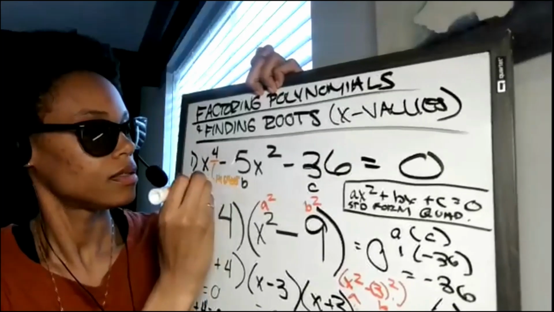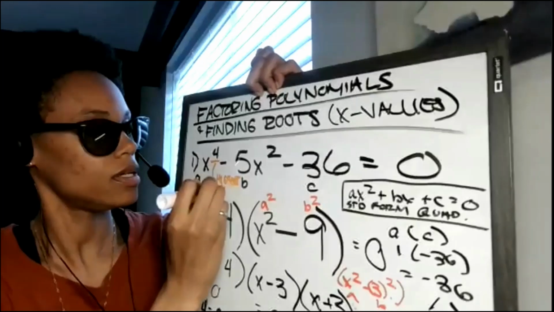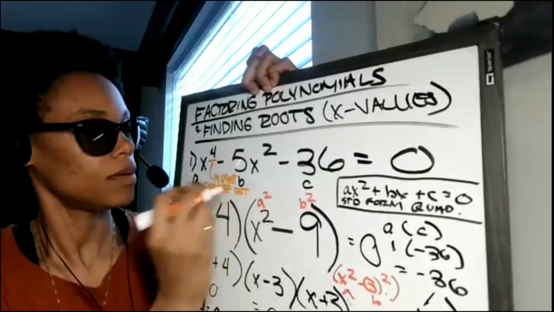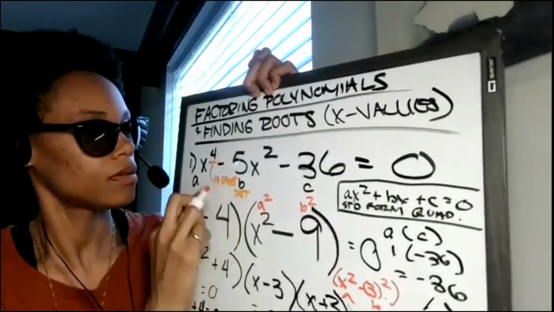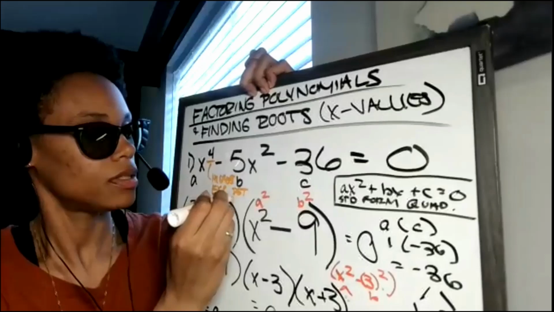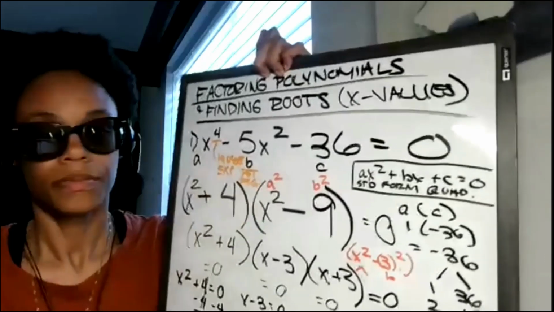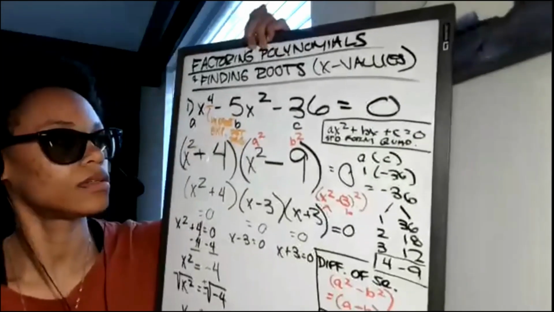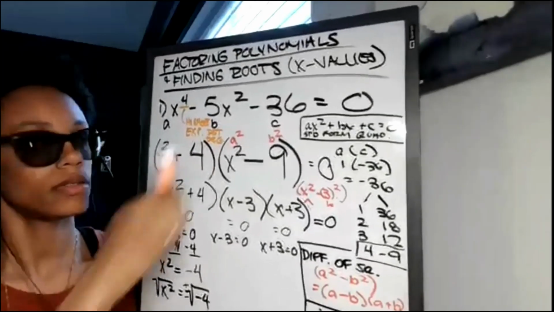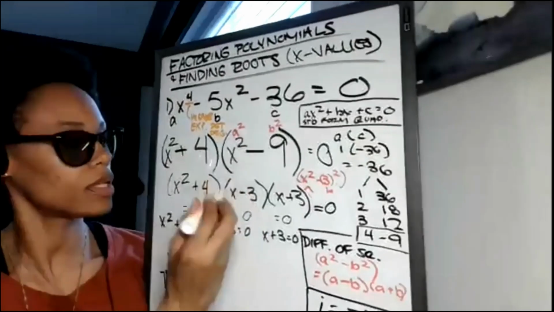Highest degree, I'm sorry, highest exponent determines the degree, and the number of roots. So a polynomial of degree 4 will have 4 roots, and that's what we had here.